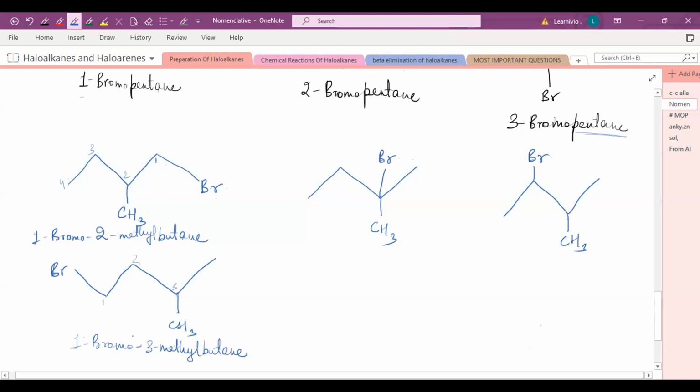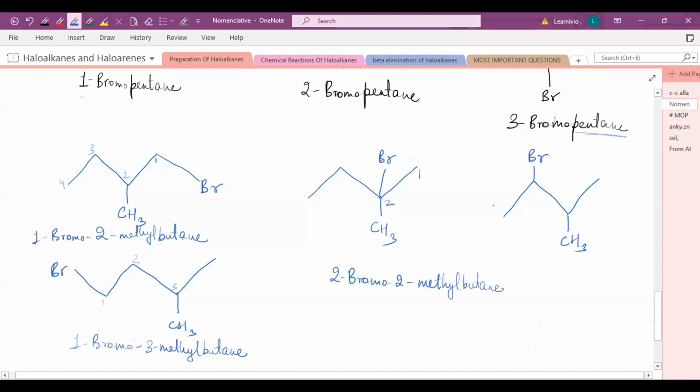So you can see the difference. So here on the first, the methyl group is attached to the second carbon, but here the methyl group is attached to the third carbon. So both isomeric forms exist. They are not the same. Both are different, right? Okay. Try to name this. This is second position. So 2-bromo-2-methylbutane.